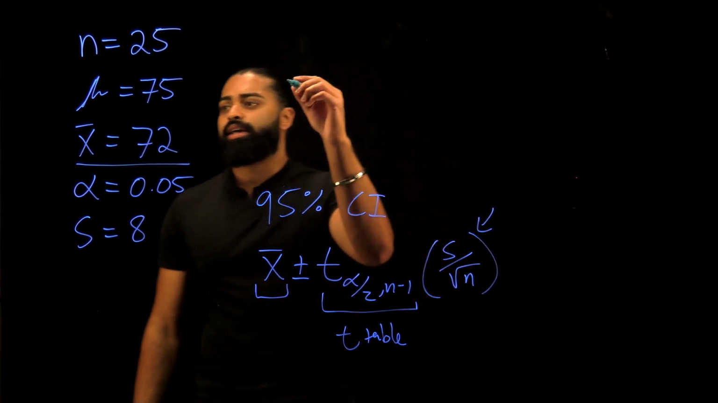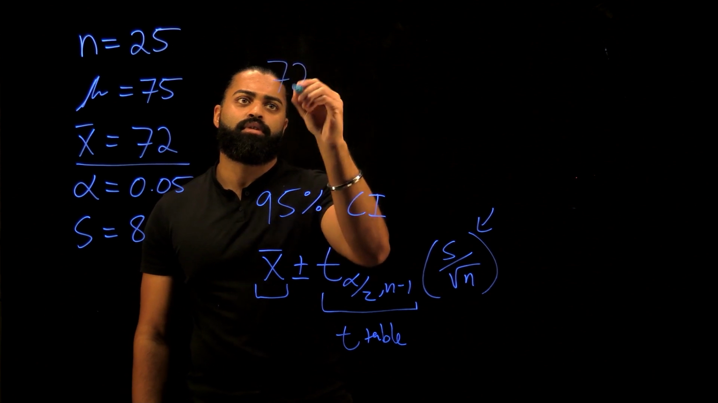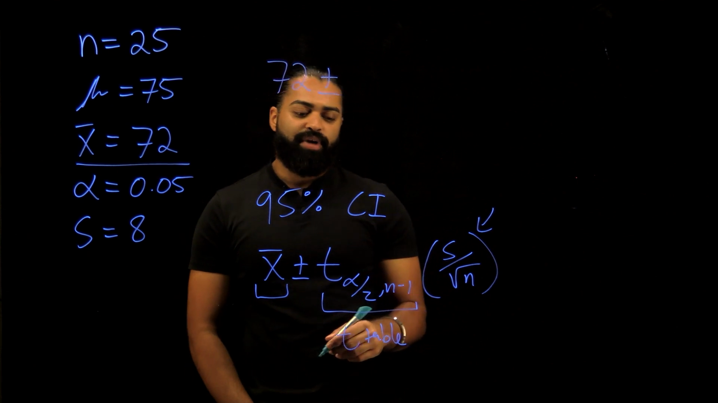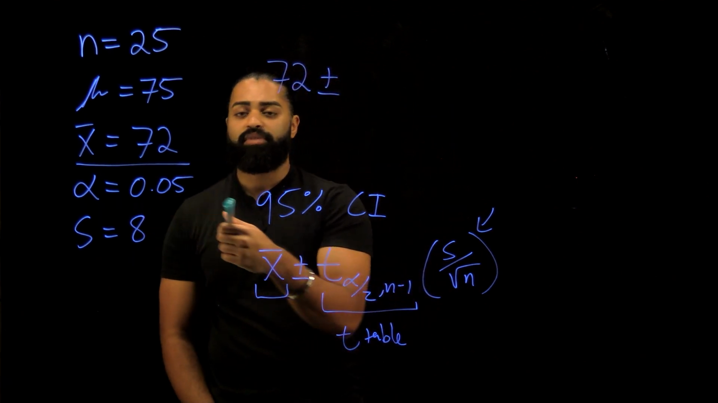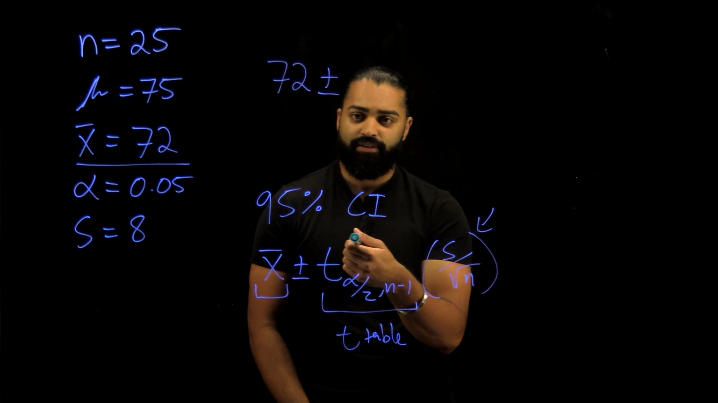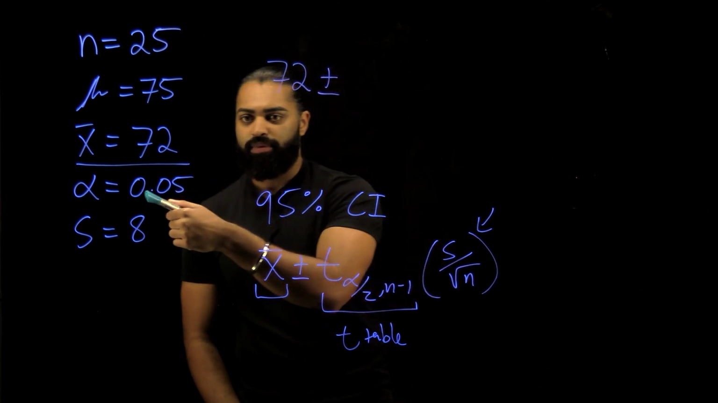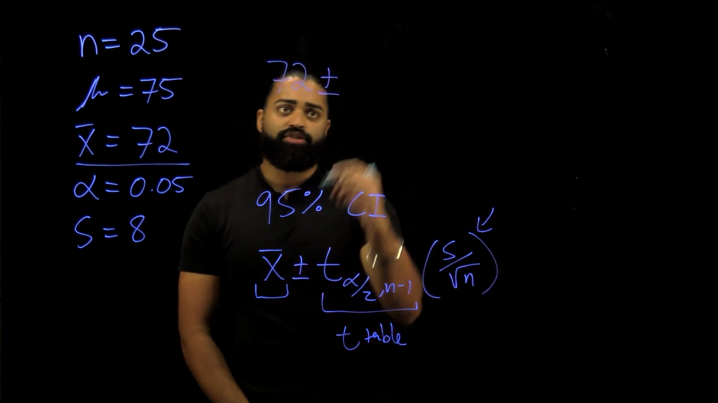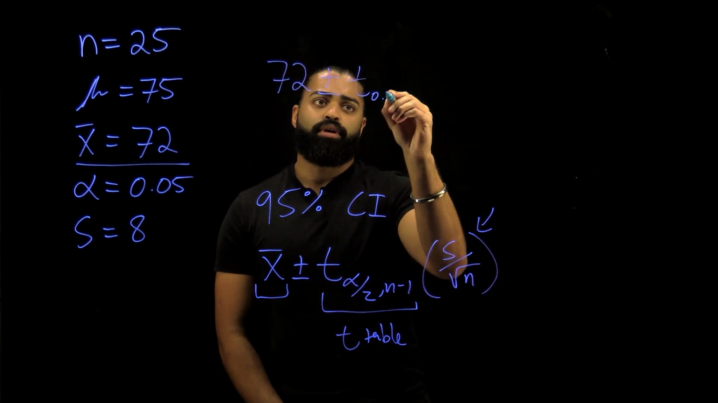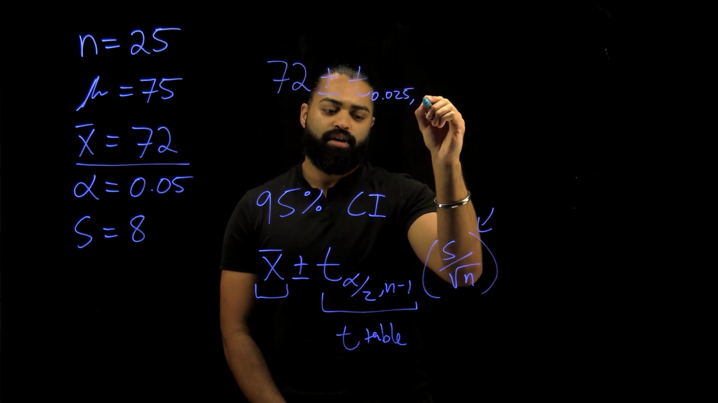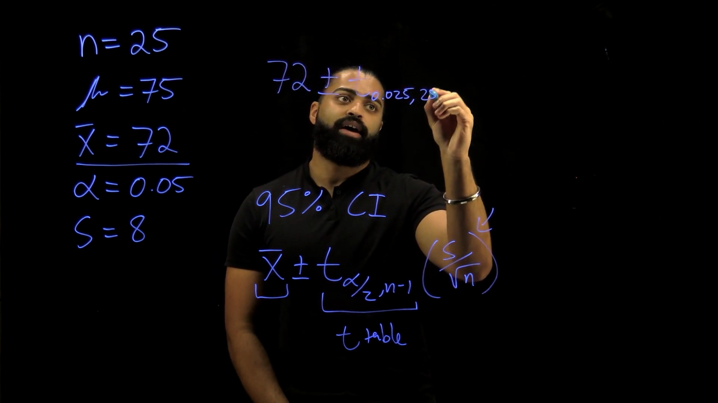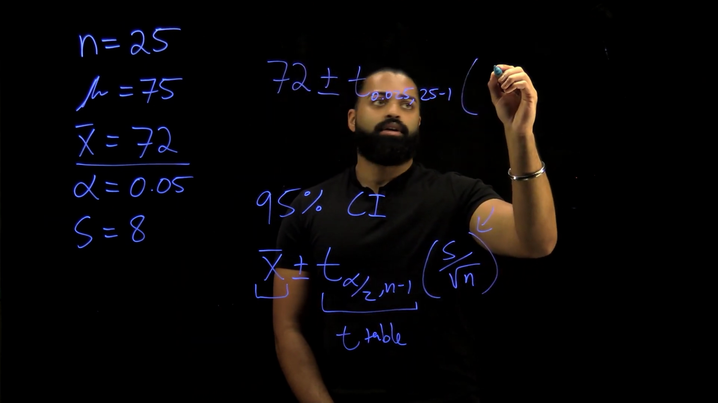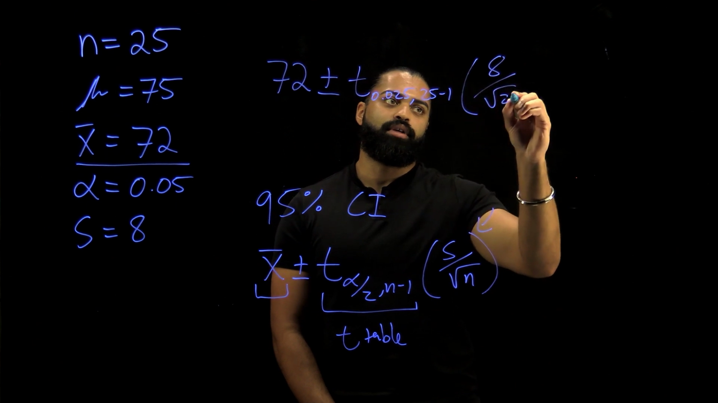So we're going to plug in our x bar, which is 72, plus or minus. And when we find our t of alpha divided by 2, our alpha in this problem would be 5% because I'm giving you 95%. If this was 90%, alpha would be 10%. So it's alpha divided by 2, so we're going to try to find t of 0.025, comma 25 minus 1, which is 24. And then you plug in the rest of the values that you already know, 8 divided by the square root of 25.